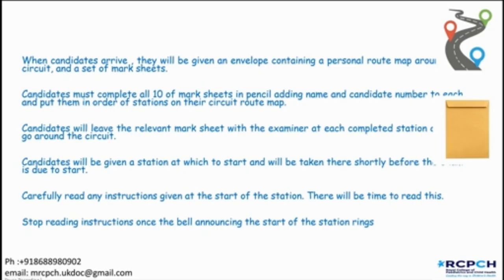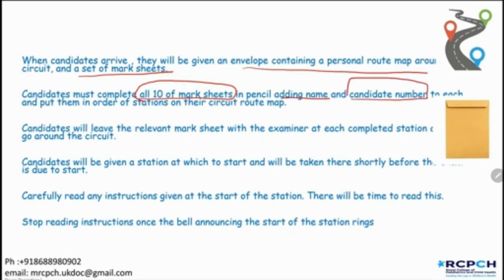On the day of the exam, when the candidate arrives, they will be given an envelope like this containing a personal route plan regarding the exam circuit, and a set of mark sheets. I have shown you how the mark sheet looks for each station. In all the 10 mark sheets, you need to add your name and candidate number. The candidate number will be provided in the admission document. Put these mark sheets in the order of the stations in the route map so that there will not be confusion. You need to give the correct mark sheet to the examiner at the correct station.